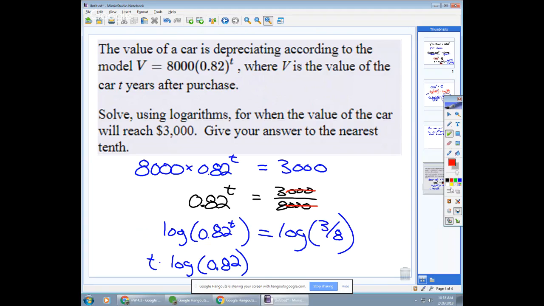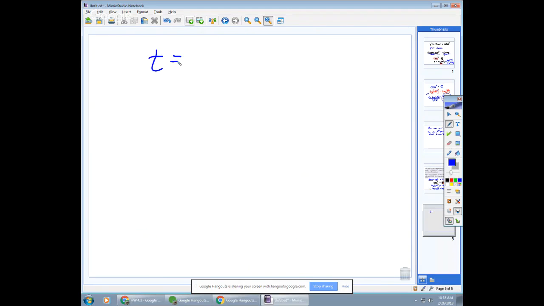The rule is exponent comes out as a multiple. On the other side, it's still unchanged. It's still just a log of 3/8. And so now I'm at a place where I can divide by that log of 0.82. So I think t is whatever this comes out to be, log of 3/8 over the log of 0.82.